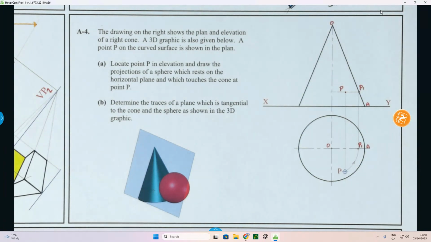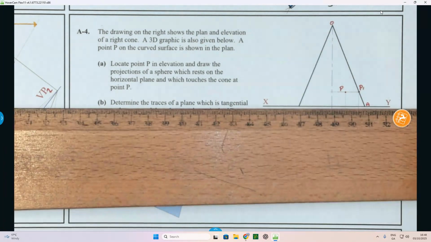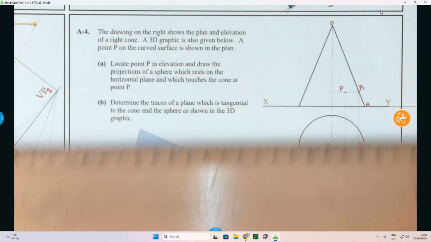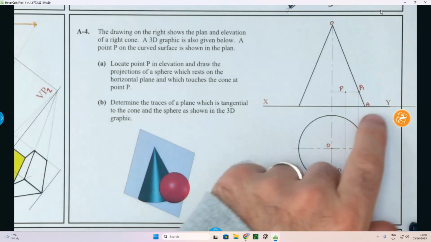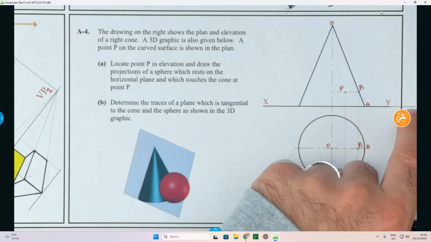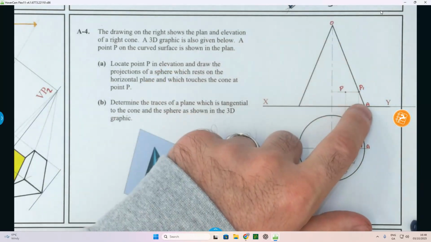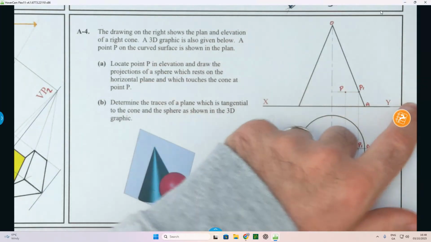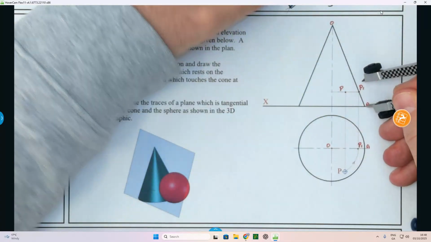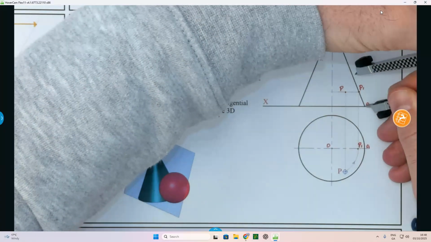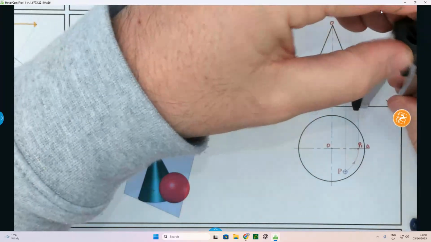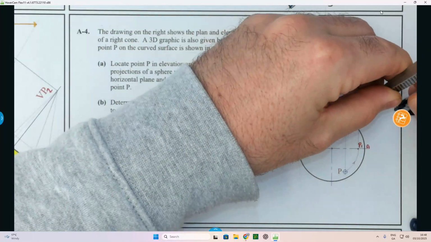So how do I do that? Well, the easiest way is to do a circle of any size. I'm going to extend that line out, or a sphere of any size that touches both the horizontal plane, which is represented by the XY line in the elevation, and the extreme generator. So, using A as my compass point, I'm going to put my compass there. I'm going to swing an arc to cut that line.